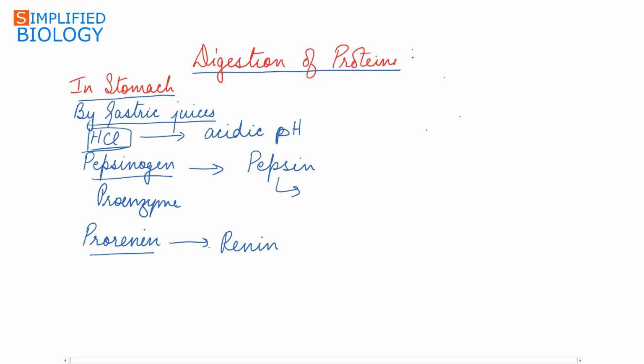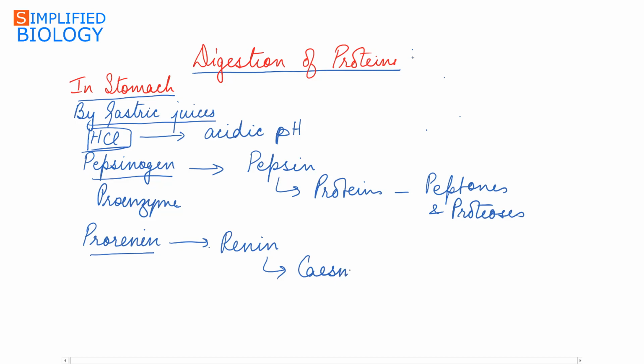Pepsin converts proteins into peptones and proteoses, while renin converts casein, that is a milk protein, into peptides. Now, peptones are partially hydrolyzed proteins.